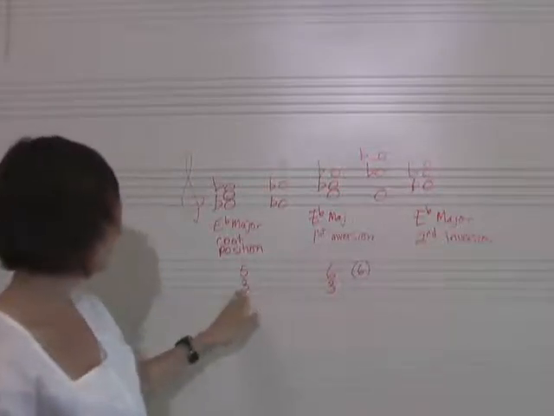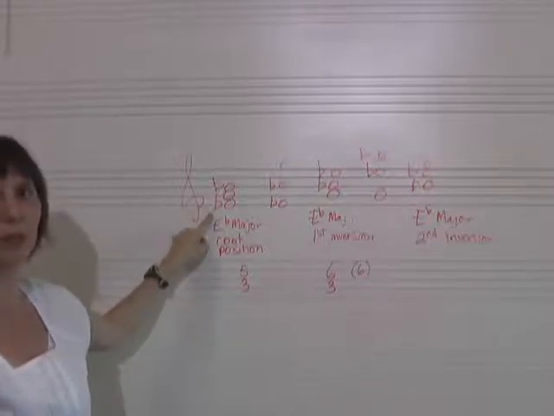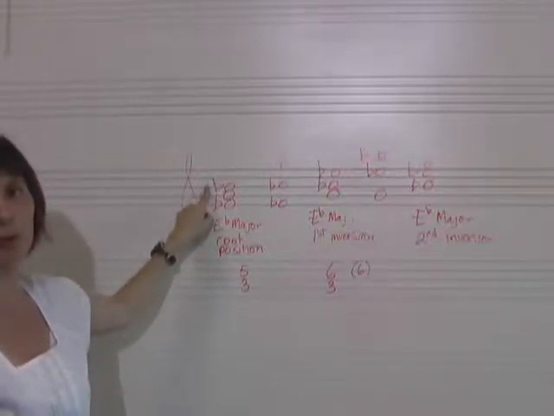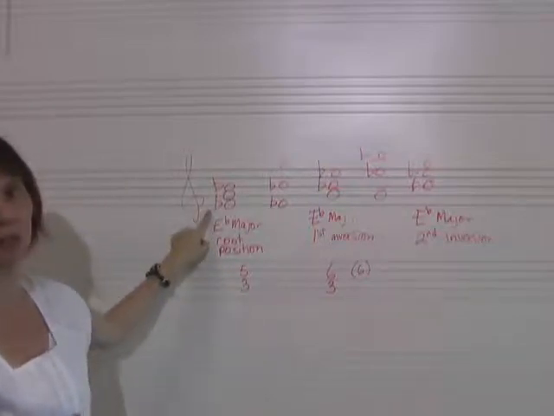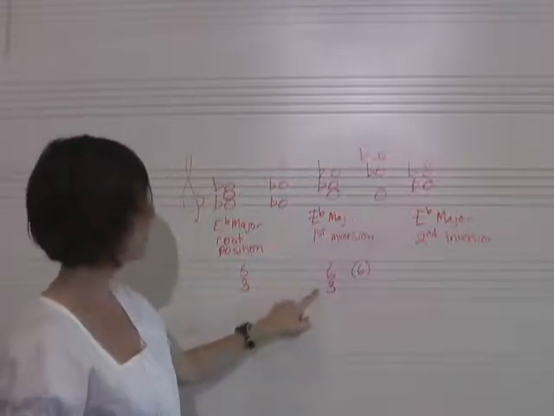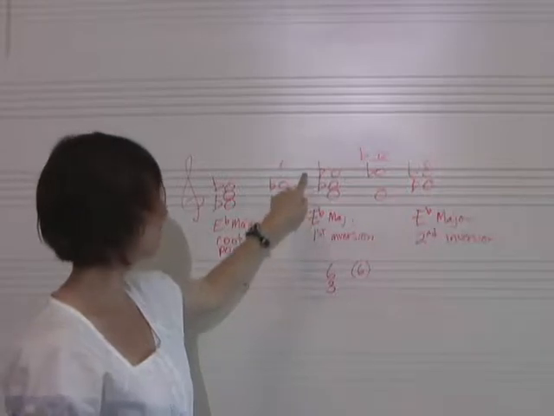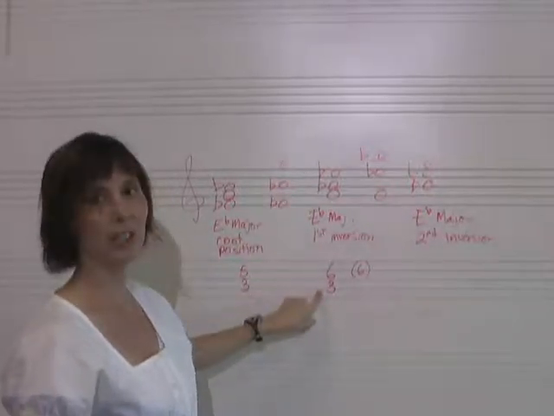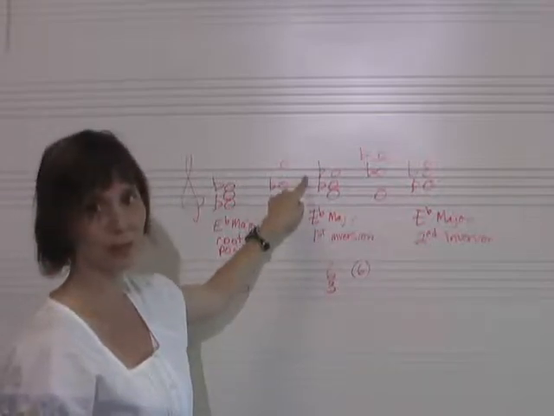Well, here, 5 refers to the distance from the bottom note to the top note, and 3 refers to the distance from the bottom note to the middle note. Here, 6 refers to the distance from the bottom note to the top note, and 3 refers to the interval from the bottom note to the middle note.